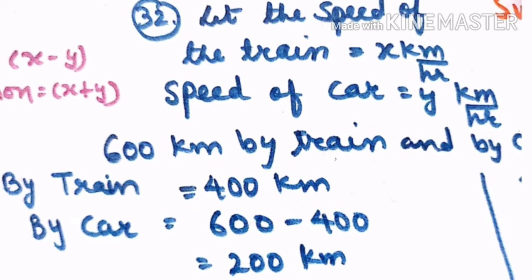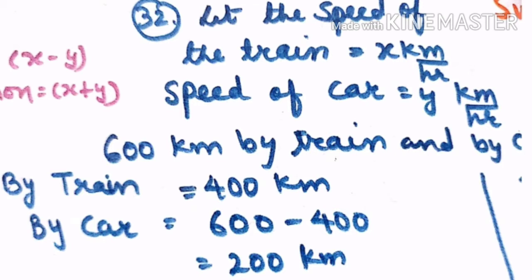Please pay attention, students. A man travels 600 km partly by train and partly by car. If he covers 400 km by train and the rest by car, it takes him 6 hours and 30 minutes. So first of all, the man travels 600 km in total, partly by train and partly by car. In the question we want to find the speed of the train and that of the car.